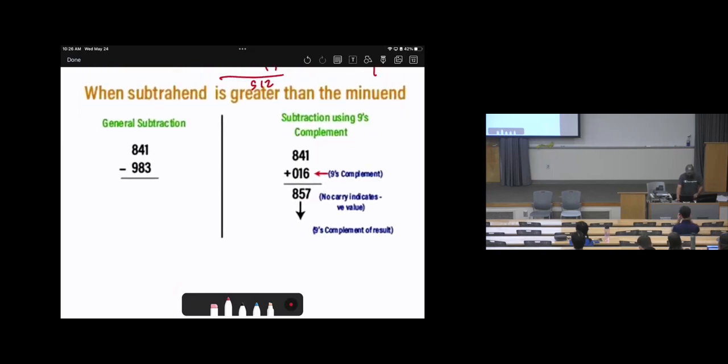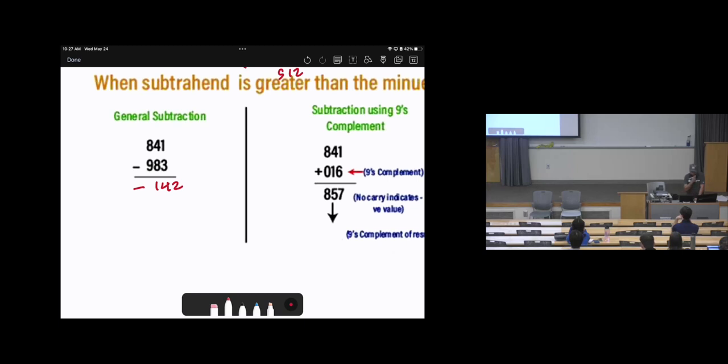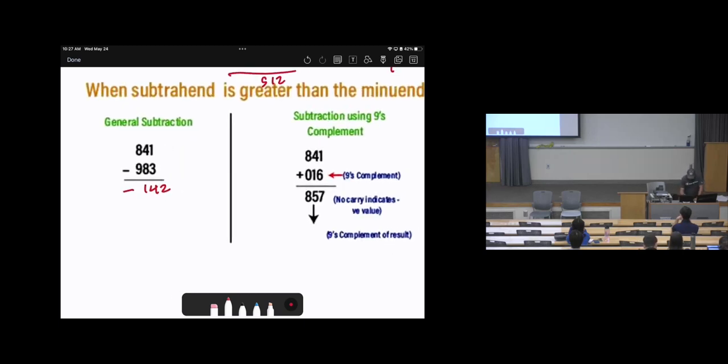So how about if we do this subtraction, which is 841 minus 983. We can realize that the negative number is larger than the positive. So the answer, of course, must be negative. After doing the subtraction, it will be negative 142, right? How can we do it? Using the nines complement, replace 9 minus 3, 6.